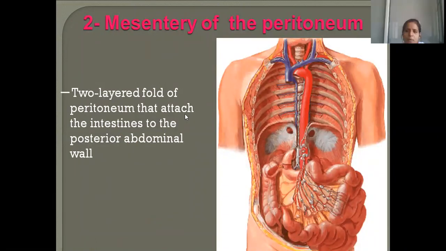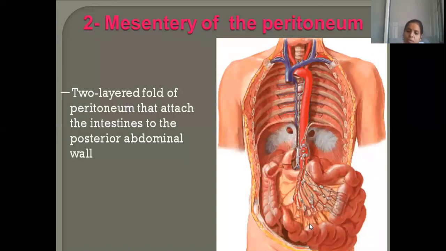Now, mesentery. What is mesentery? Mesentery is two-layered fold of peritoneum that is attached to the small intestines to the posterior abdominal wall. Then are you finding these coils of small intestines here? Yes? Okay. So what is the length of small intestines? Roughly yesterday I told. 5 meters. Very good. 5 meters. You can tell 6 meters also. Not less than 5 meters.